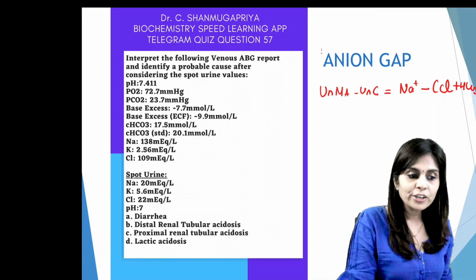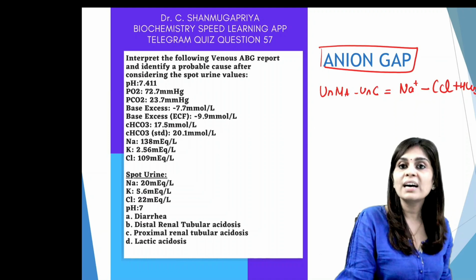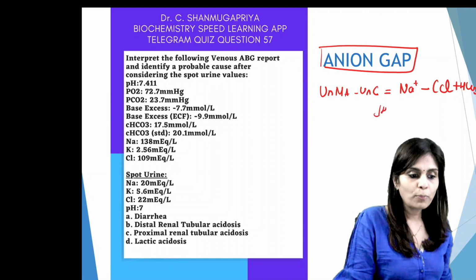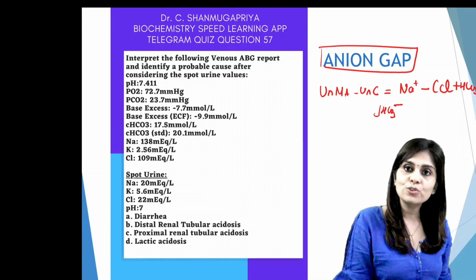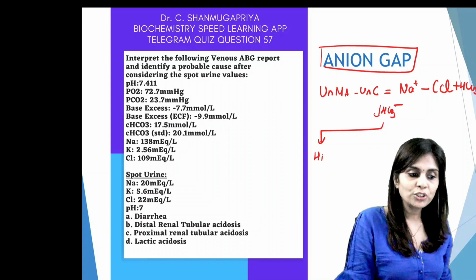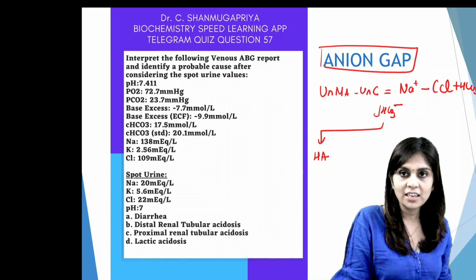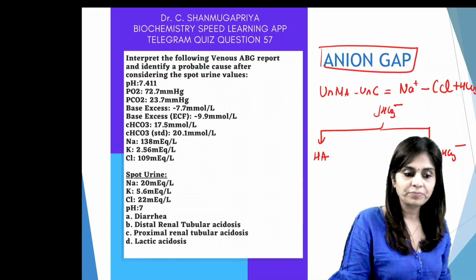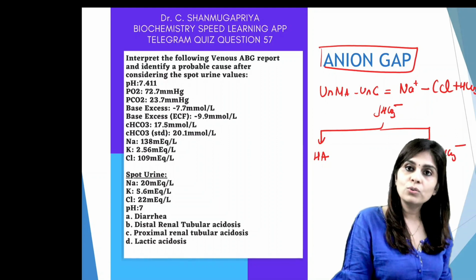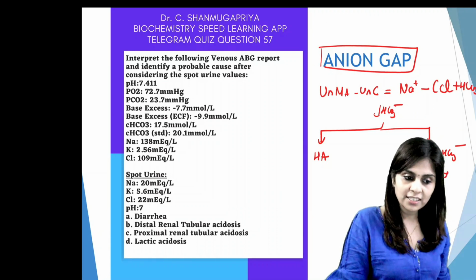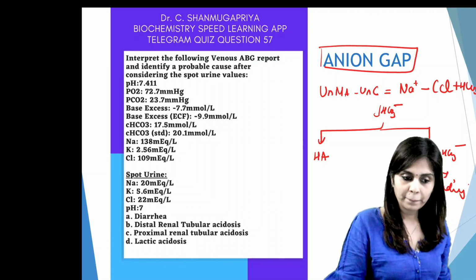And what are we going to use this anion gap for? To identify the cause of metabolic acidosis. Now, what are the two probable causes of metabolic acidosis or a drop in bicarbonate? It can be either because of production of an abnormal acid like HA, or it can be because of loss of bicarbonate. And through what route do you think bicarbonate can be lost? It can be lost either through GIT or through kidney.